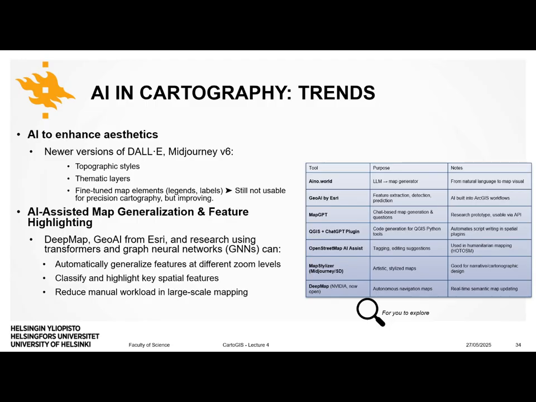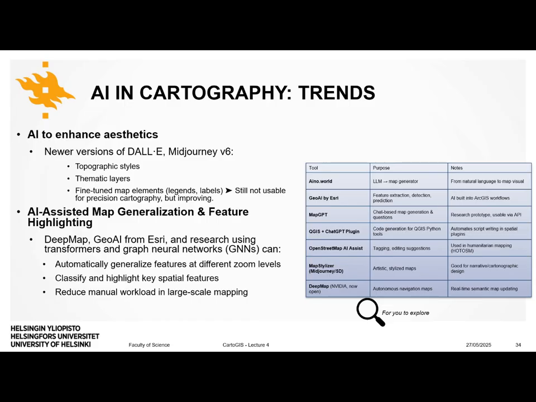AI has been used to enhance aesthetics. Like you said in your comments, it can help you make things a bit nicer with colors, layout, and some small details. A couple of examples of that are DALL-E, which is by ChatGPT, and Midjourney, which have been used for these purposes.